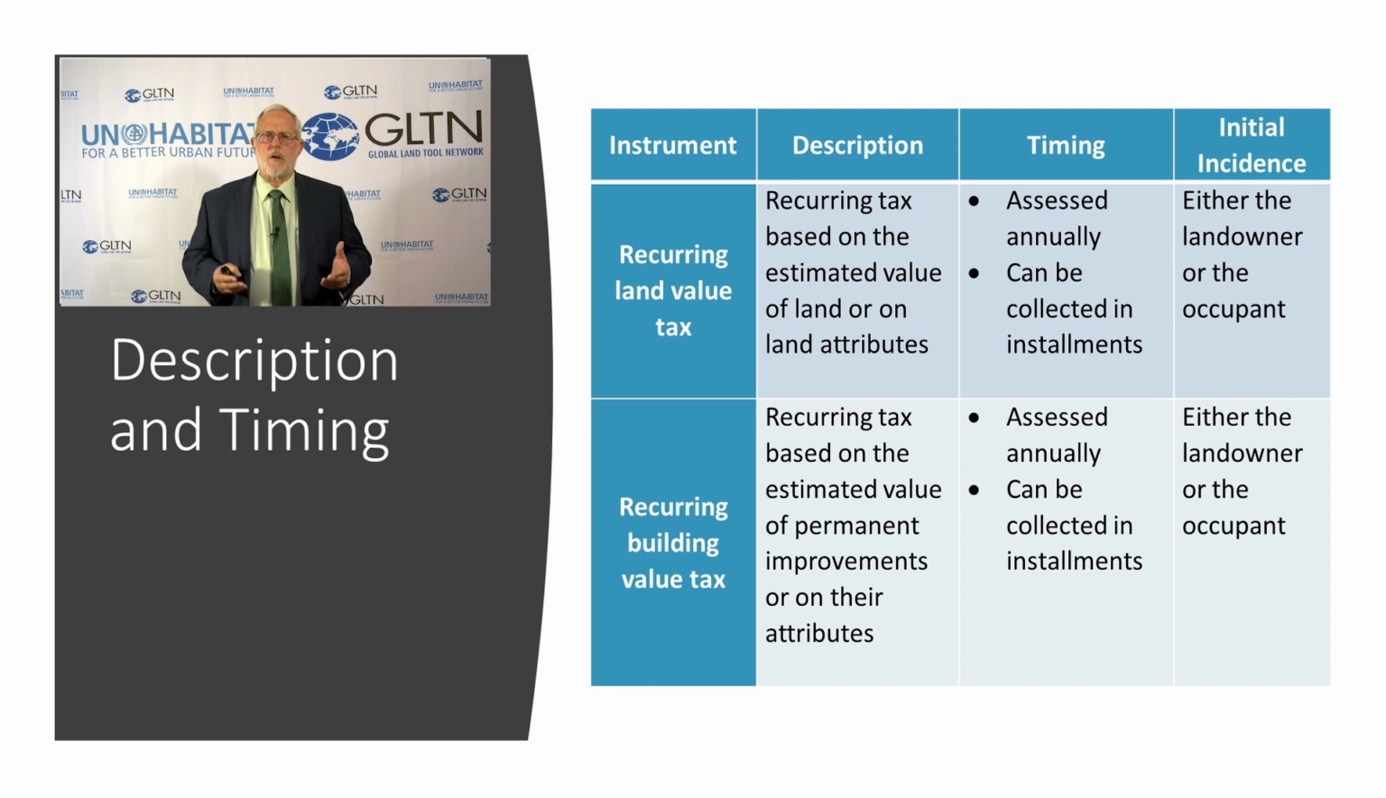Let me distinguish between the recurring tax on land value and the recurring tax on building value. The recurring land value is a tax based on the value of the land or on its attributes. It's assessed annually. It can be collected in installments. It falls on either the landowner or on the occupant, either one. In some cases, it falls on both. The recurring tax on buildings is estimated based upon the value of the permanent improvements or on their attributes. It's assessed annually. It can be collected in installments. It falls on either the landowner or on the occupant or both.